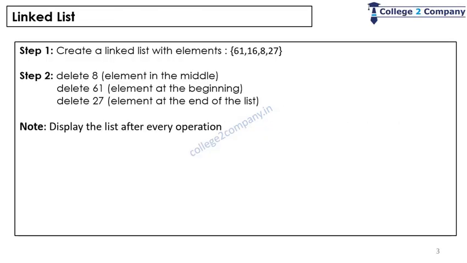The general approach to solve this problem is, first we create a list with the given elements and we perform the delete operation. The first element to be deleted is 8, which is present in the middle of the list, 61 which is present at the beginning of the list, and the third element to be deleted is 27 which is present at the last position. And after every operation we need to update the list and display the list.